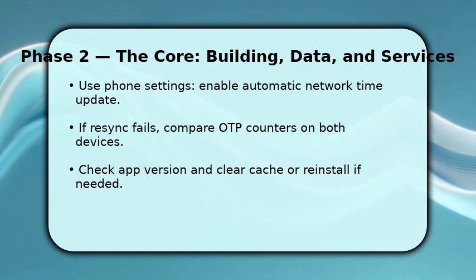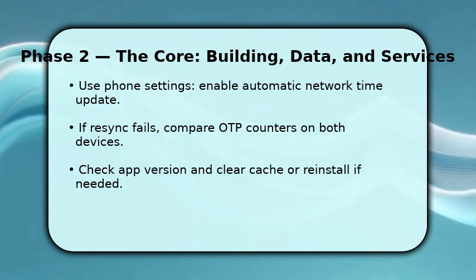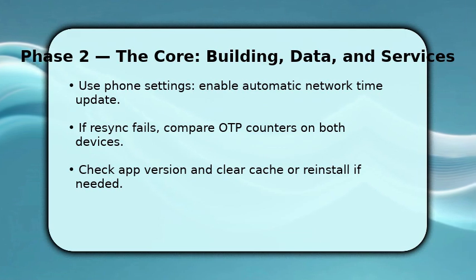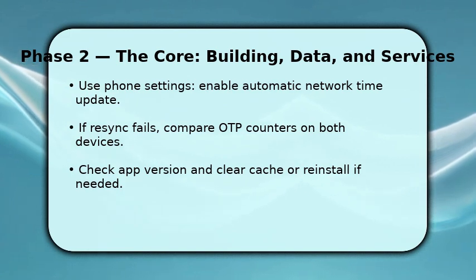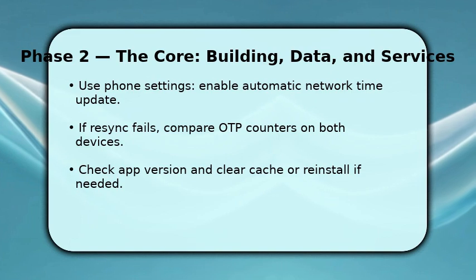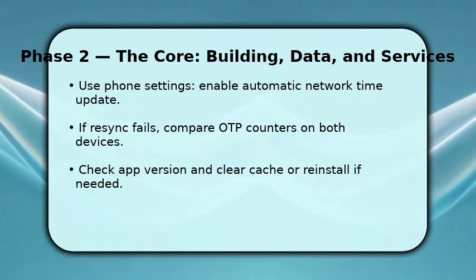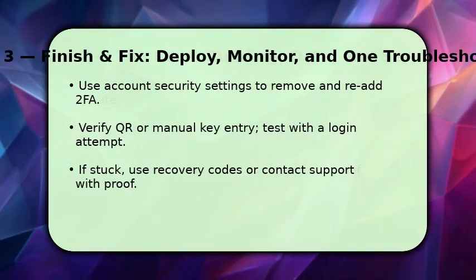If that doesn't fix it, compare the OTP counter method. If you or the service used a counter-based key, reconfigure with a fresh QR. Also verify the Authenticator app is up to date. Clear cache or reinstall to remove corrupted data. Finally, relink the account to regenerate valid codes.